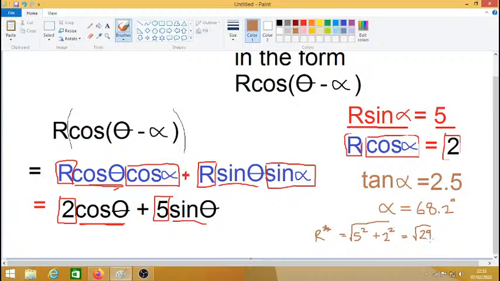If you're not sure on that method, then it's easier just to put it into the first equation. You can say r times sine of, now you know alpha is 68.2, is equal to 5, and then type that into your calculator and rearrange for r. Either way, you'll get the same answer, and that's where you can stop on this.